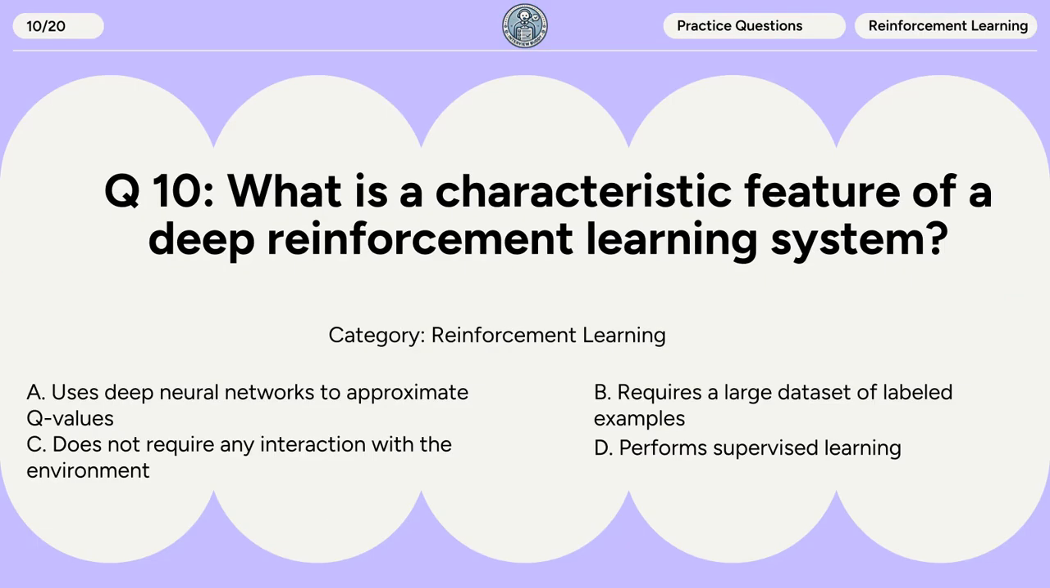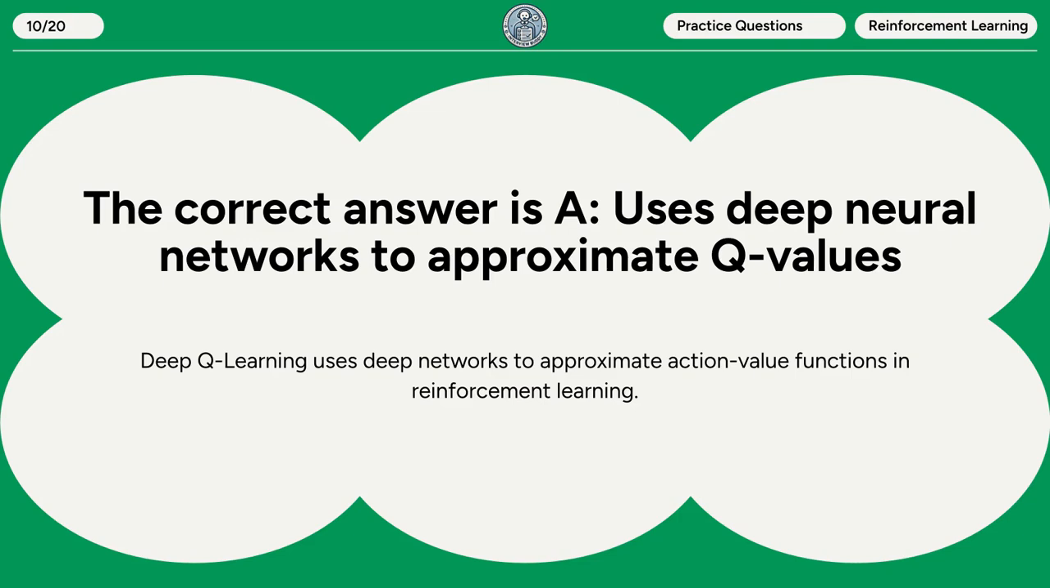Question 10. What is a characteristic feature of a deep reinforcement learning system? A. Uses deep neural networks to approximate Q-values. B. Requires a large dataset of labeled examples. C. Does not require any interaction with the environment. D. Performs supervised learning. The correct answer is A. Uses deep neural networks to approximate Q-values. Deep Q-learning uses deep networks to approximate action value functions in reinforcement learning.